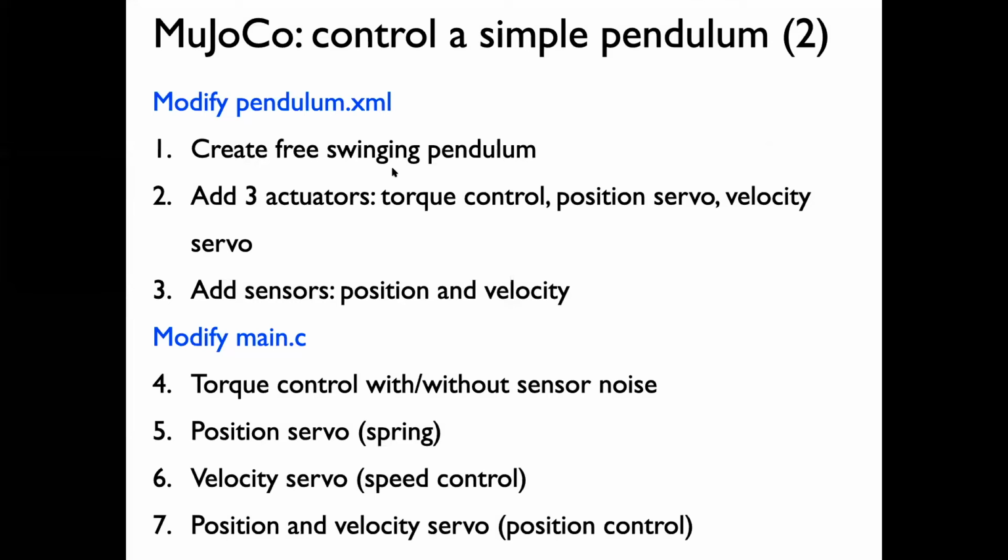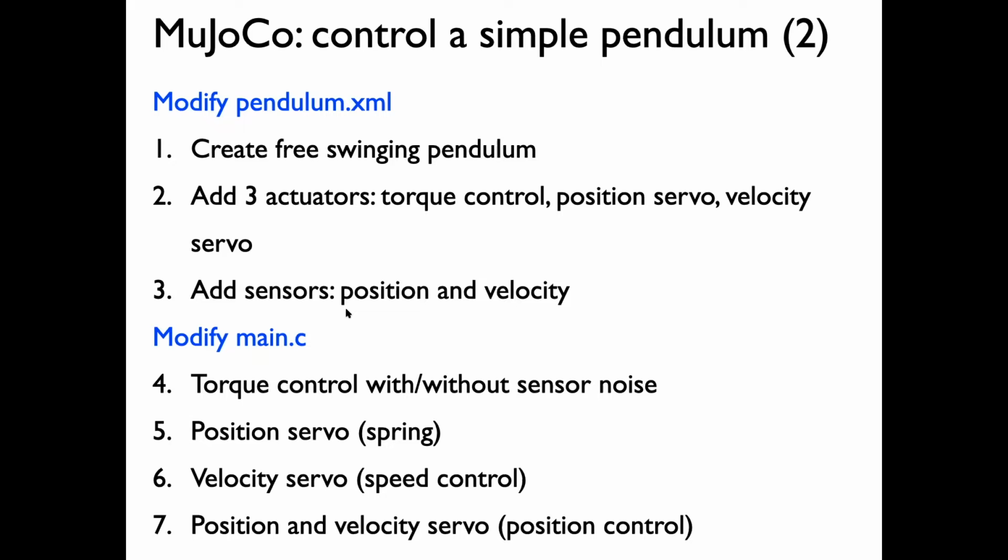Basically, create a free swinging pendulum. And then we will add actuators. And then we'll go back and forth. Then we'll write some code to do torque control, position control, velocity control. And then I'll go back to adding sensors. Because in real systems, you have sensors like a gyro or IMU. And then we'll do a position velocity servo based on the torque control using that sensor.